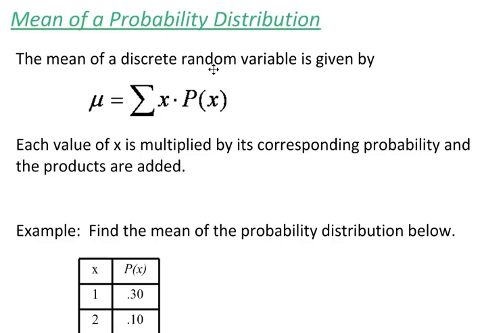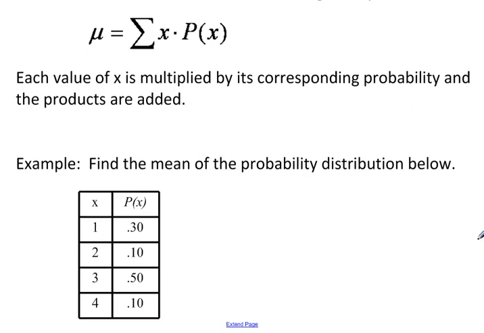So here we go. The mean of a discrete random variable is given by this formula. Mu, the mean, is equal to the sum of each random variable times the probability of its corresponding probability, excuse me, and each value of x is multiplied by its corresponding probability, and then the products are added up. So let's take a look at this example down here.